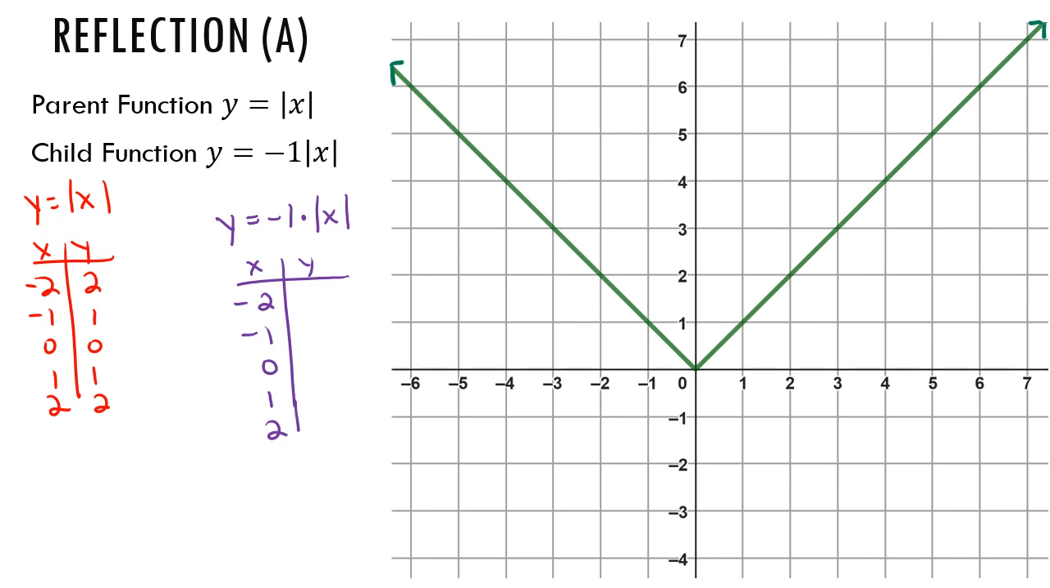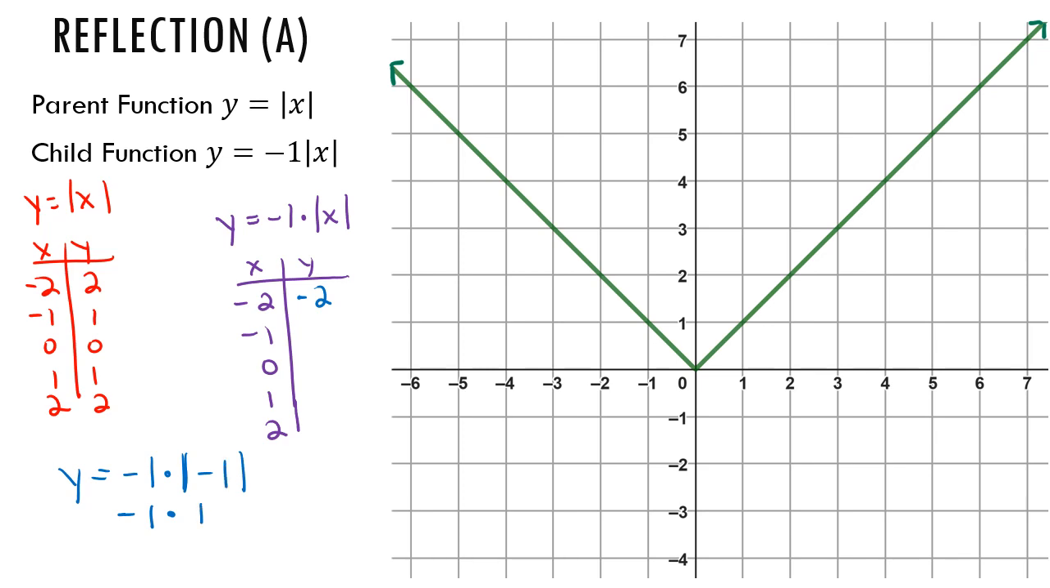All right, so I'm going to do one or two of the calculations so you can see it in the table. If I take my -2 and I plug it in, I have y equals -1 times the absolute value of -2. So the absolute value of -2 is +2, but then it gets multiplied by this -1, giving me -2. I can do the same thing with the -1.